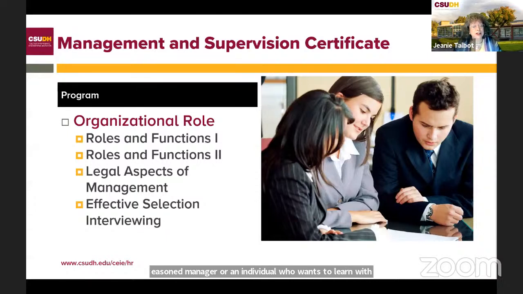The roles and functions is the first session in this program, and we first define the term management, and then we segue into defining the term manager, outlining distinctions between leaders and followers, in terms of relevant tasks and functional dynamics. We discuss how managers are deemed successful, emphasizing people and communication skills, very important.